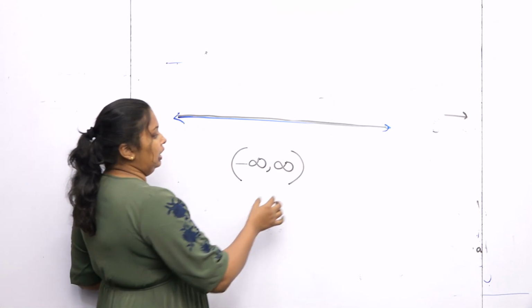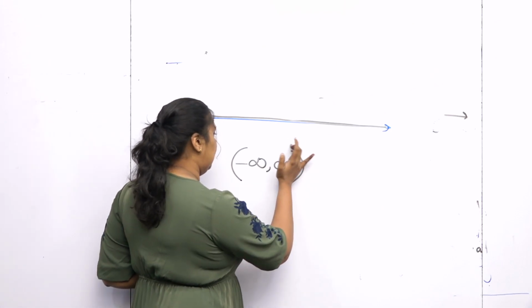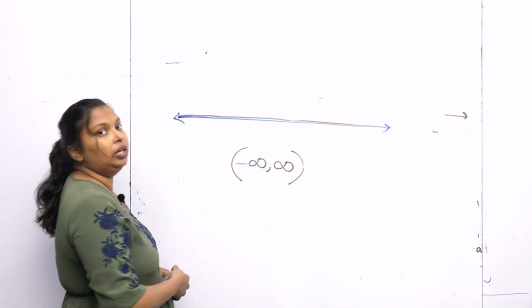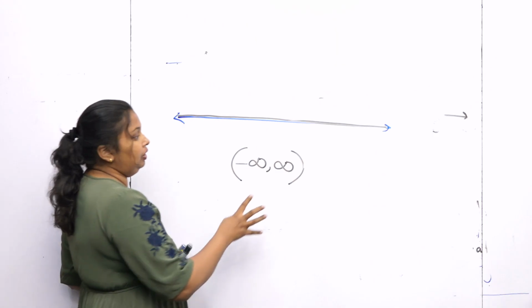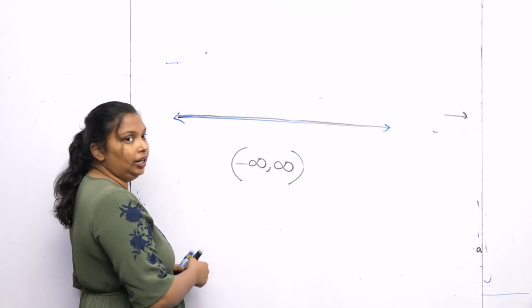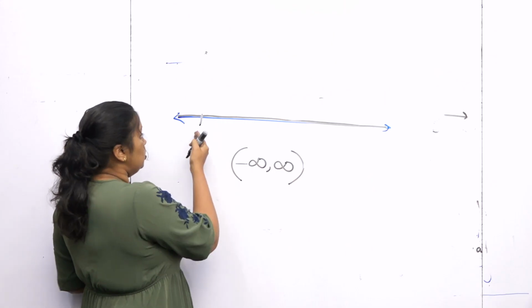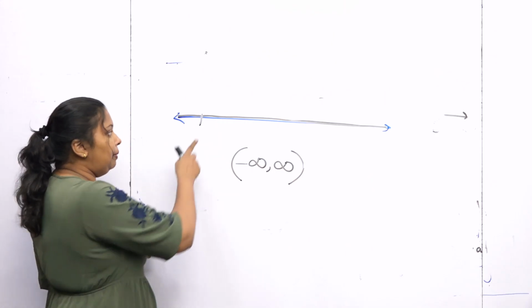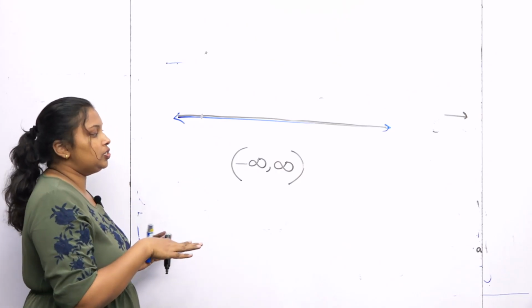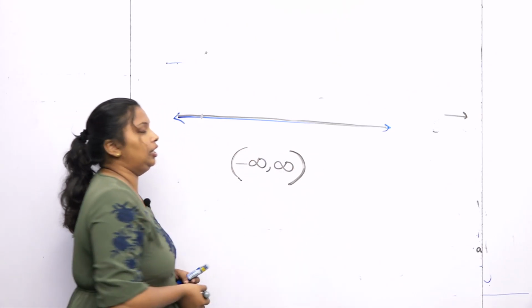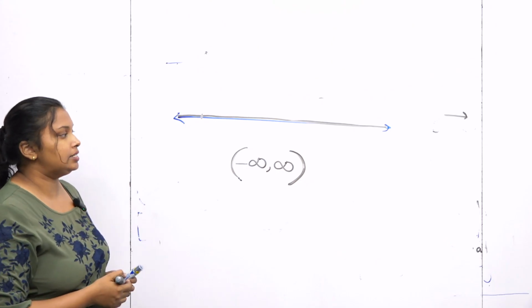Keep in your mind, we never put closed brackets, square brackets, near the infinity sign. Clear? Because we don't know exactly what this infinity is. We don't know exactly what value infinity is. This is where infinity is. So what is here then? We can't mark it like this. We cannot mark infinity as a point. So always you have to draw round brackets near infinity.